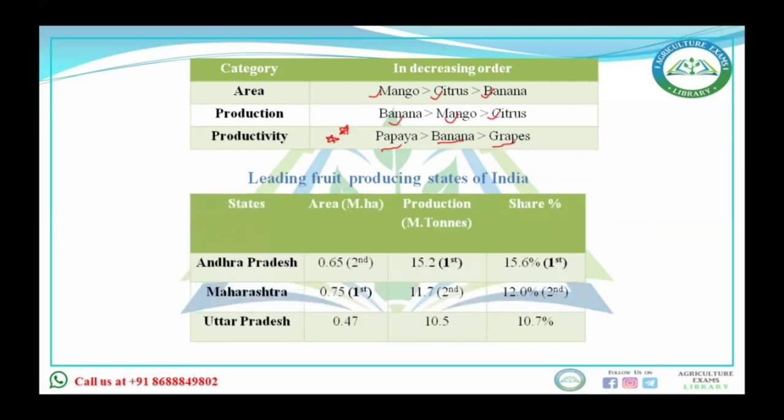Leading fruit producing states of our country: the highest area in fruit is covered by which state? Maharashtra. Yes, of course, it is Maharashtra, then Andhra Pradesh. But the production goes to Andhra Pradesh, then Maharashtra. In percentage share, Andhra Pradesh shares 15.6% of the total production, and Maharashtra shares 12.0%.